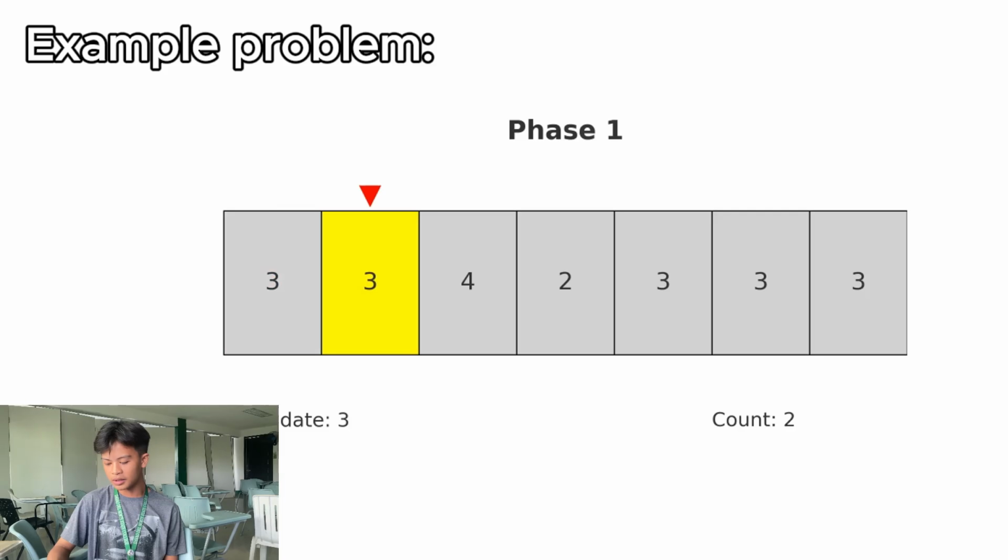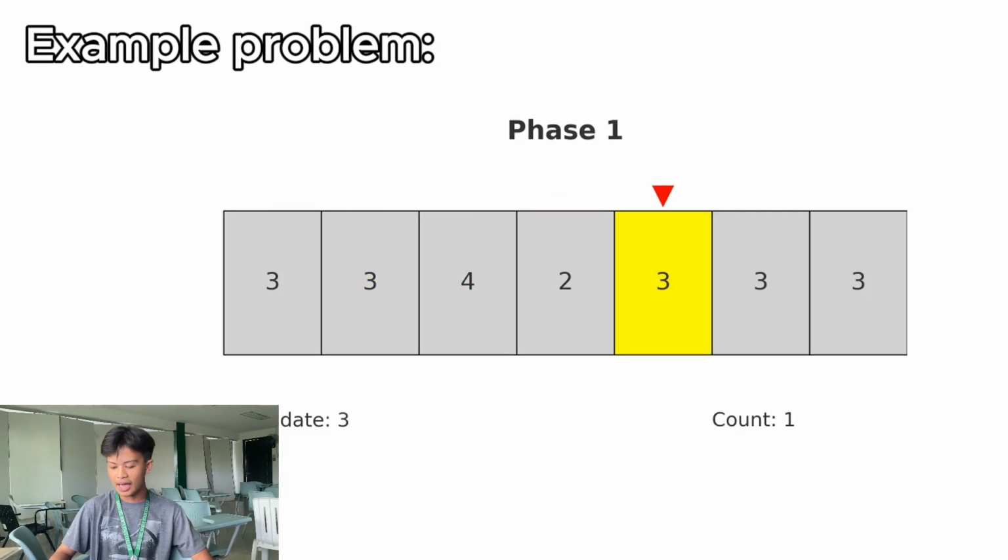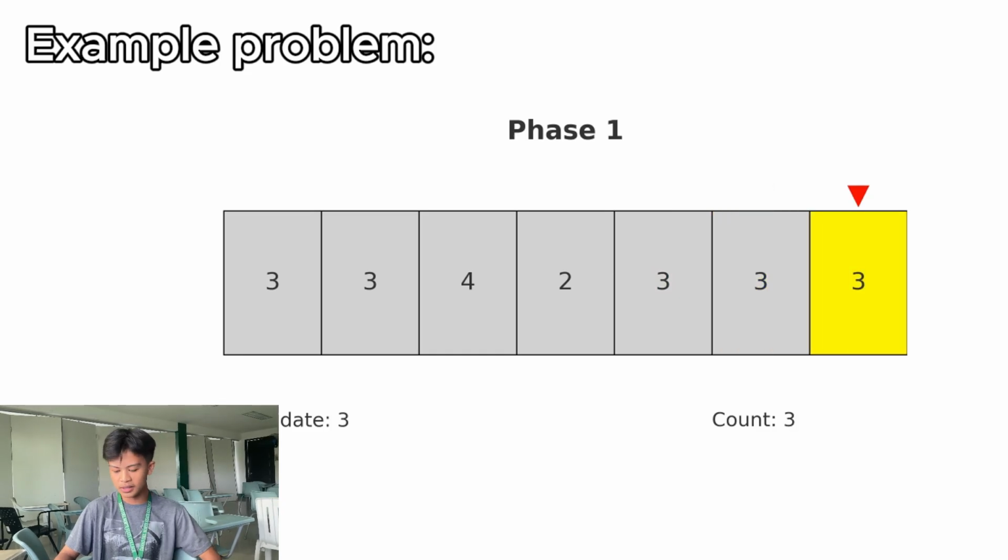Here, the number 3 appears 5 times out of 7, so it is the majority element. Understanding this definition is crucial because the algorithm only works if such an element exists. Keep this problem in mind as we move forward.